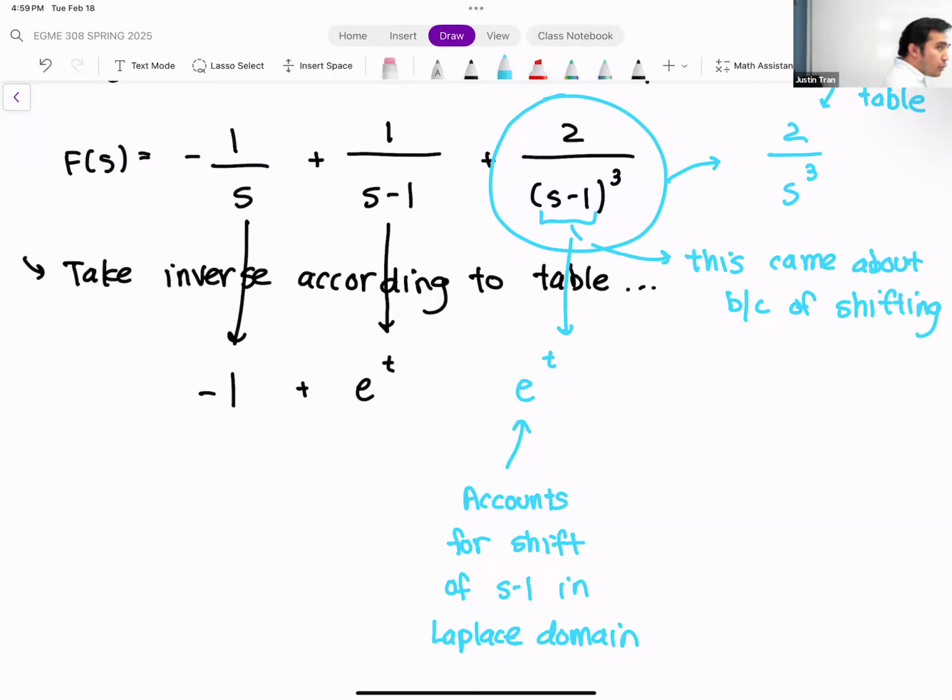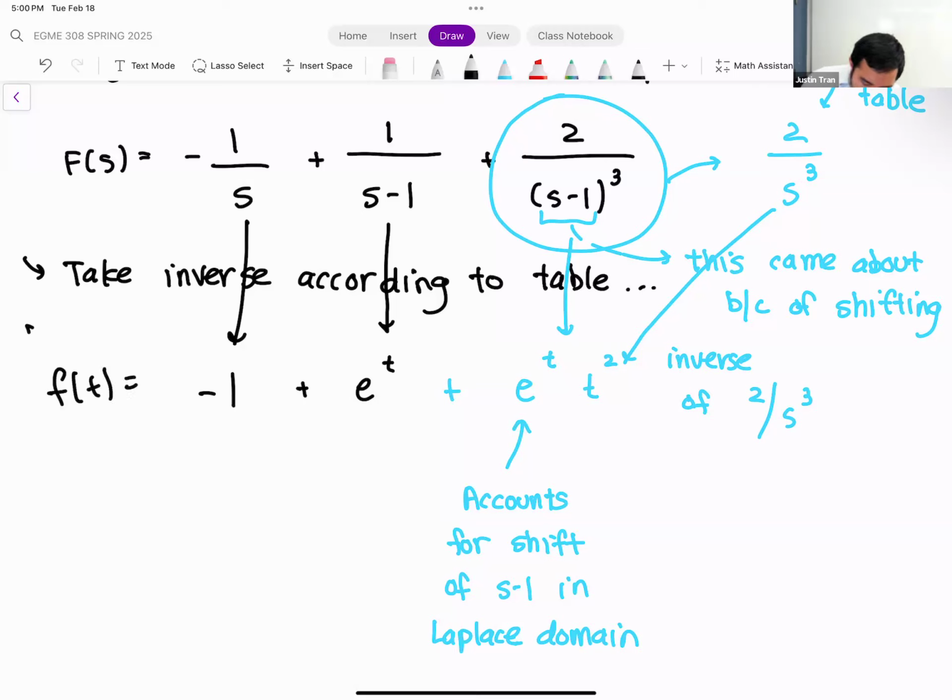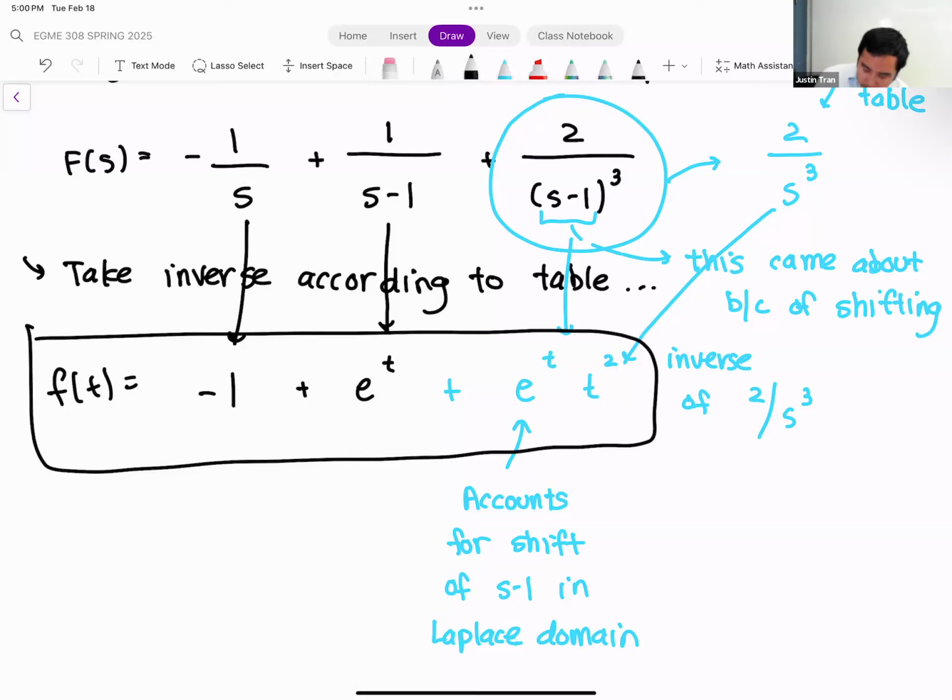All right, and so we undo that shift by multiplying by e to the t, then we have the inverse Laplace of 2/s², which we do know from the table, which is t squared. So this t squared here is the inverse of 2/s². And so that right there is our final inverted expression. So f of t is equal to -1 plus e to the t plus e to the t times t squared.